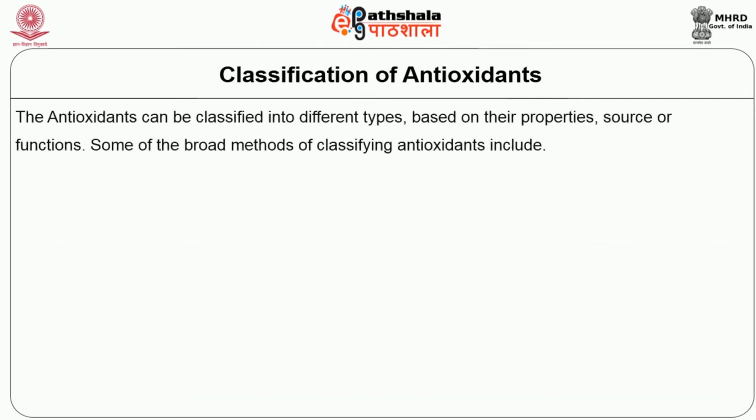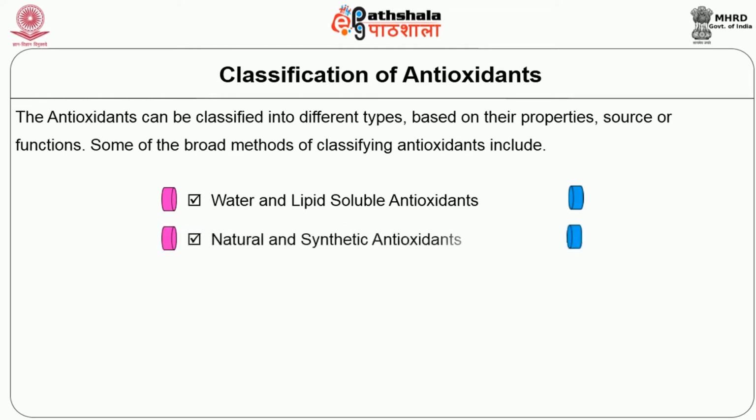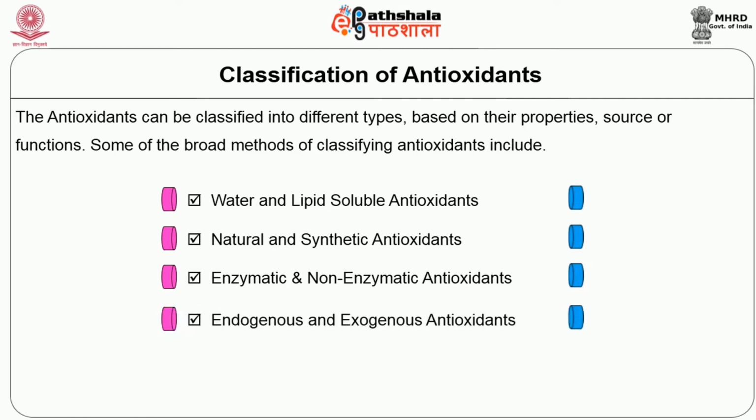The antioxidants can be classified into different types based on their properties, source or functions. Some of the broad methods of classifying antioxidants include water and lipid soluble antioxidants, which is based on solubility, natural and synthetic antioxidants, which is based on the source, enzymatic and non-enzymatic antioxidants, which is based on the properties, endogenous and exogenous antioxidants, which is based on the source, and primary or chain breaking antioxidant and secondary or preventive antioxidant, which is based on the function.